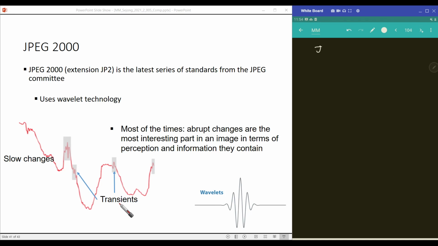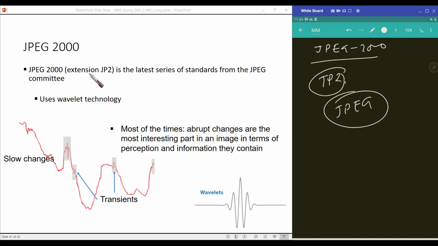Now there is a modern technique called JPEG 2000, which is also very interesting. We'll talk one or two minutes on that. JP2 is the latest series of standard of JPEG. The original JPEG is still used a lot, but JPEG 2000 is also great. It basically uses wavelet technology, and the focus is something like this.